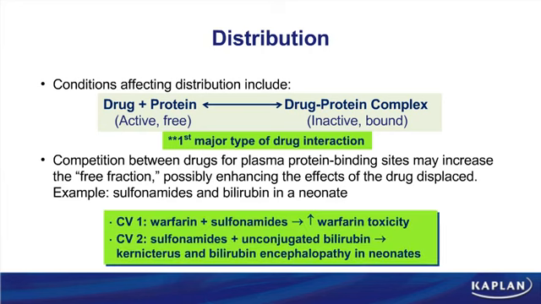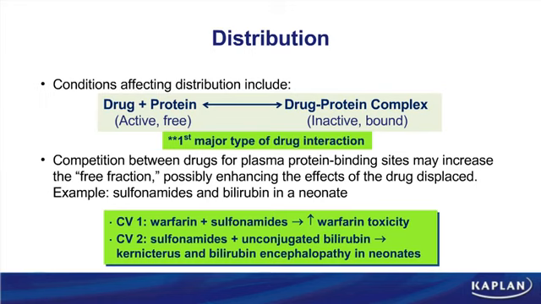I have two examples to illustrate this point. The first clinical vignette deals with the drug warfarin and sulfonamides. So warfarin is highly protein bound. Somewhere around 98% of the warfarin in the plasma is bound to plasma proteins, leaving only 2% free. Sulfonamides are also highly protein bound. So if you're on warfarin and sulfonamides, there's going to be competition for binding sites on plasma proteins. Most often you think about albumin as the major plasma protein. So let's imagine that for right now. There's competition for binding to albumin.